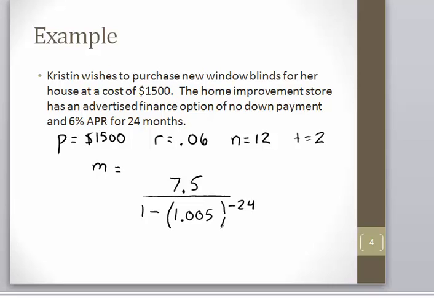And then for the denominator, we can go ahead and raise 1.005 to the negative 24th power. And so doing this calculation, 1.005 to the negative 24 is going to give me 0.88718567. And I want to be careful about rounding here. That's why I'm writing out the entire decimal.